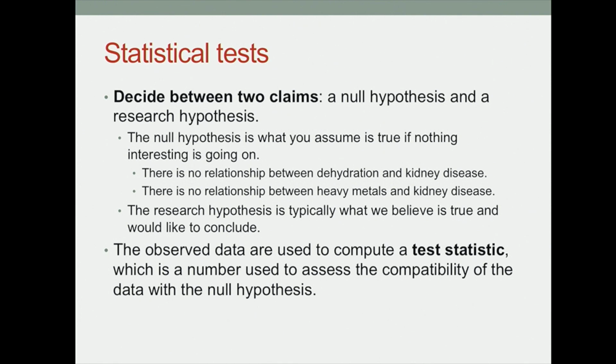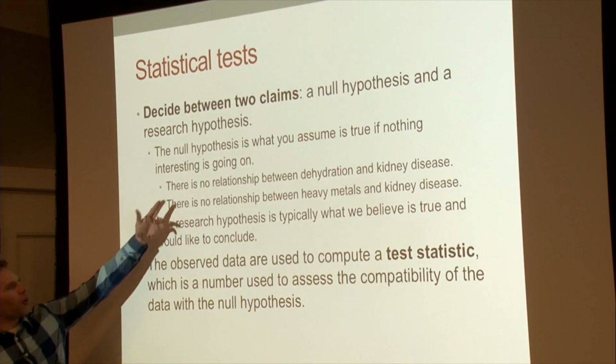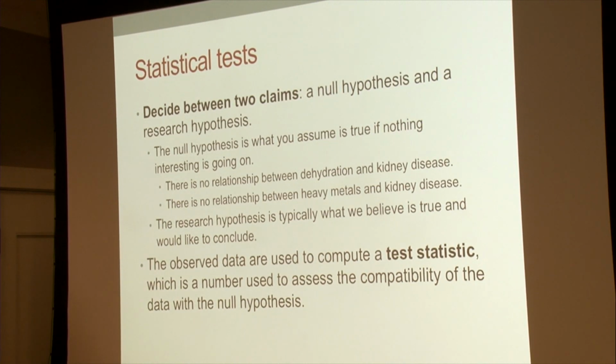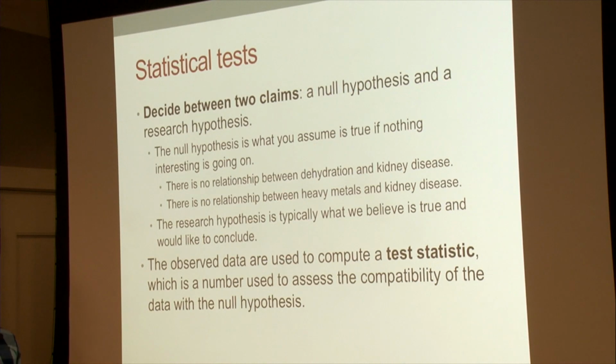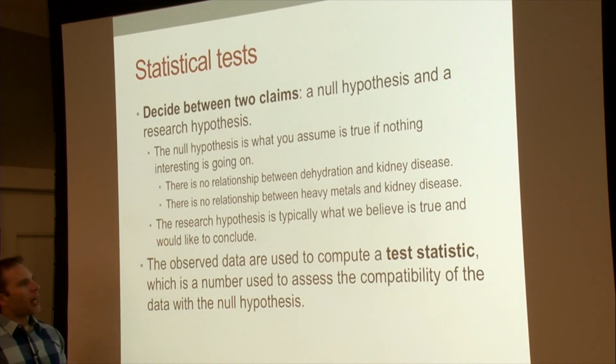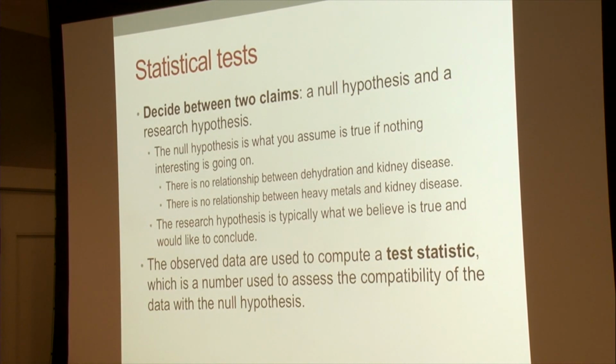So this null hypothesis is essentially a hypothesis or belief that nothing is going on. So trying to key in on what we've been talking about, there's no relationship between dehydration and kidney disease. There's none at all. Okay, so that's one hypothesis, that's one claim. There's no relationship between heavy metals and kidney disease. That might be another null claim. But usually this is nothing is going on. There's nothing interesting to see here.